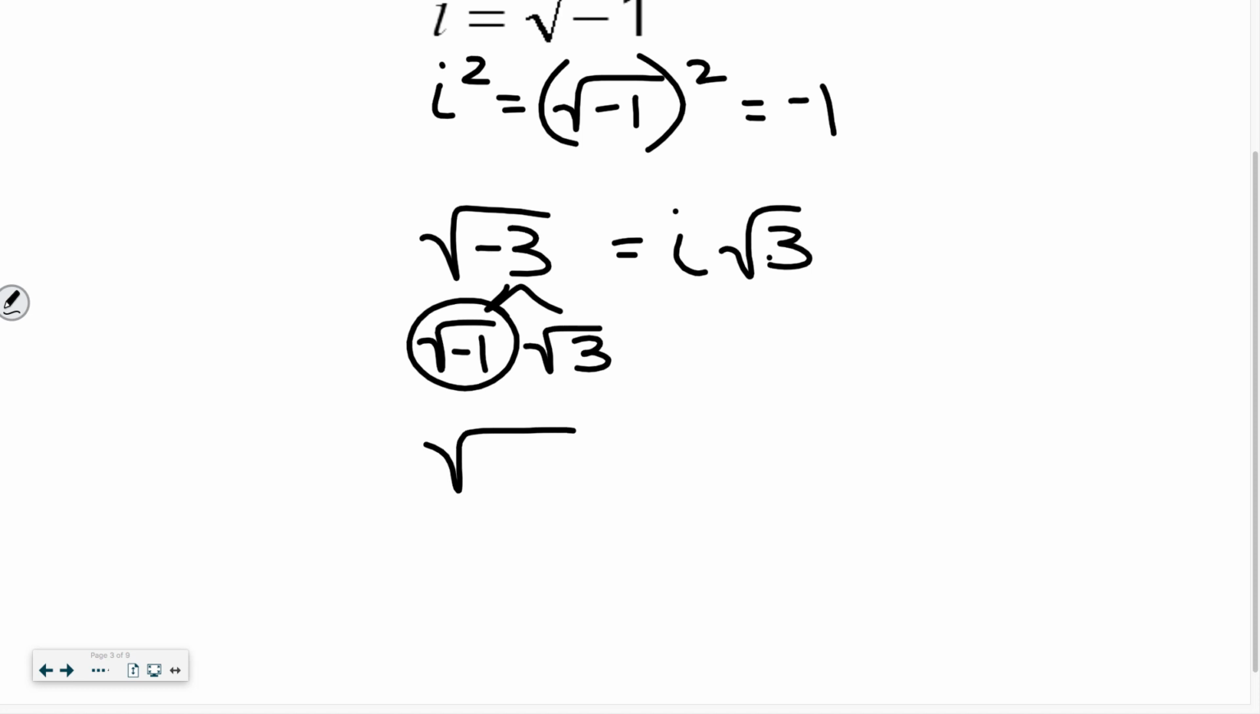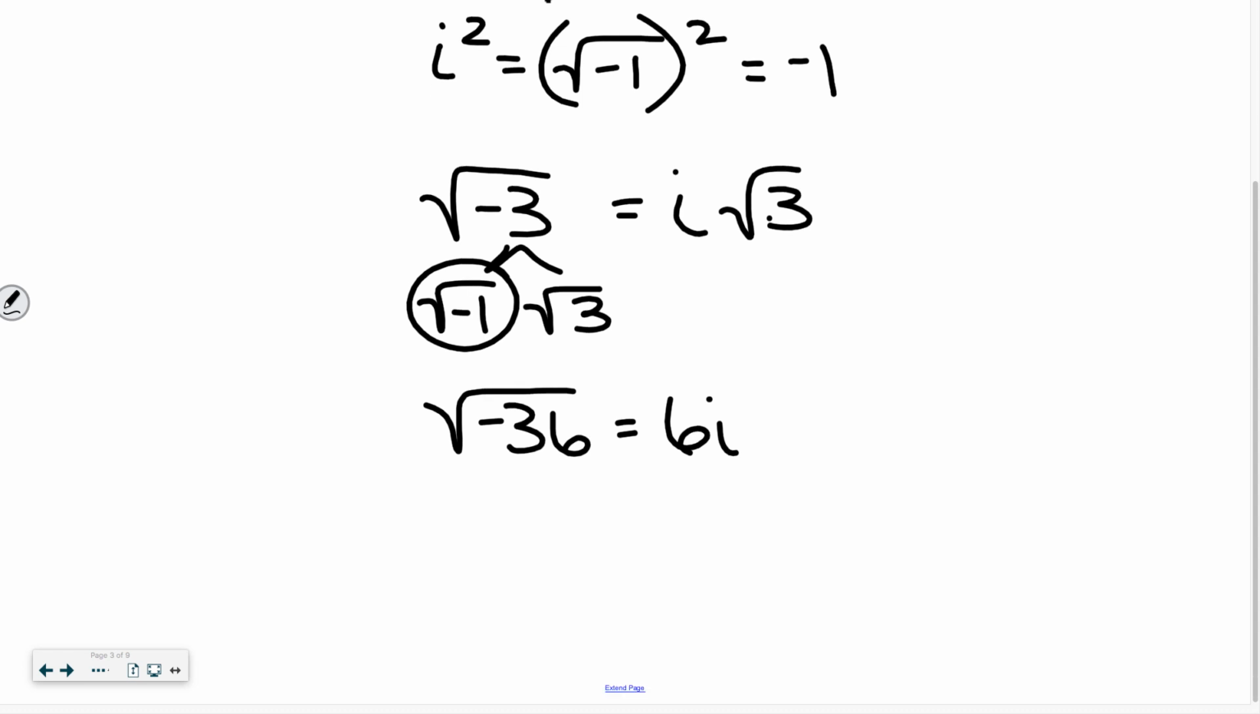Okay, let's try. What if I gave you the square root of negative 36 like I asked about? It's imaginary, so we're going to have an i. What is the square root of 36? 6i. It's just a regular square root with an i on it.